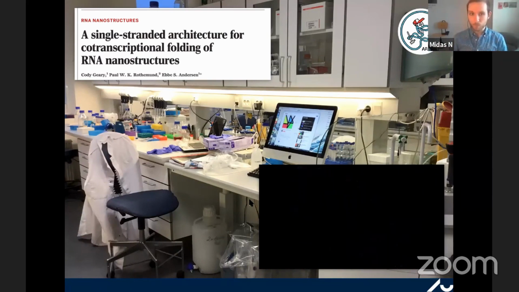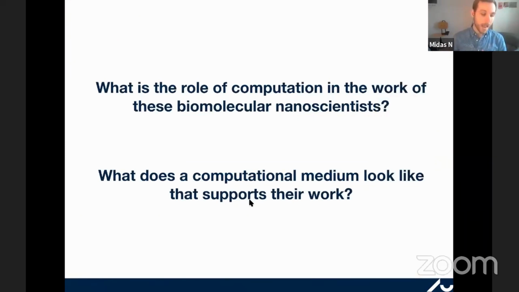The thing that we asked for this entire research project, and there was a lot of back and forth, so the structure of this presentation is sometimes difficult to do because there's a bit of a chicken and egg problem. Through this participatory design, what we designed was influenced by the qualitative data that we gathered. But the two things that I want to talk about are, first, what is the role of computation in the work of biomolecular nanoscientists? And second, what does a computational medium look like that would support their work?